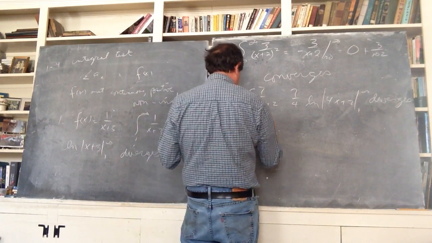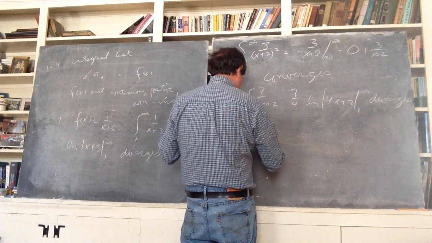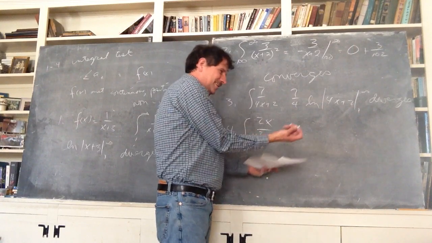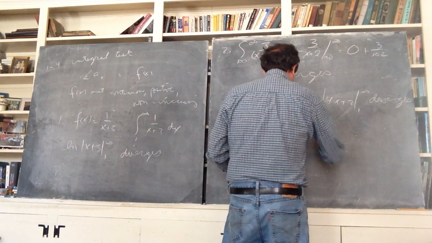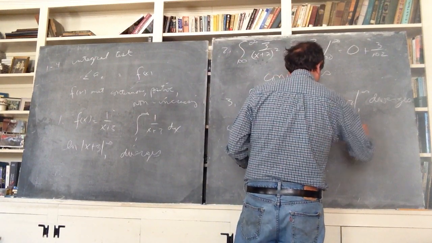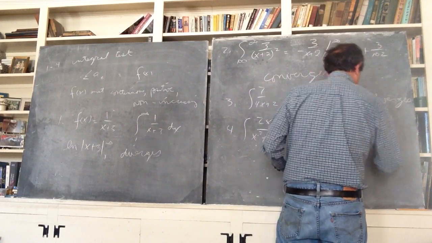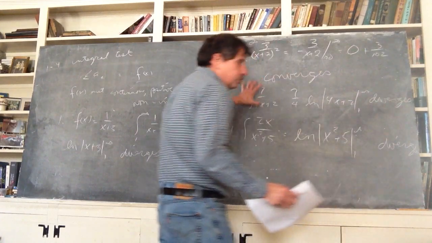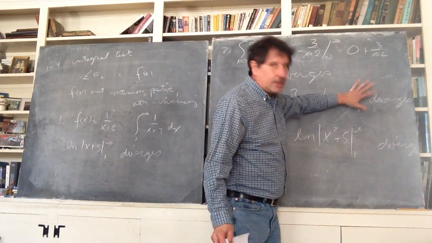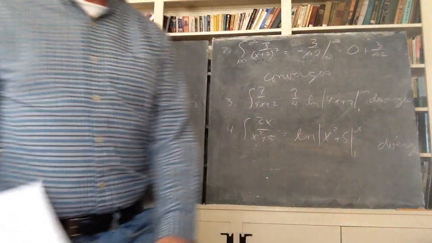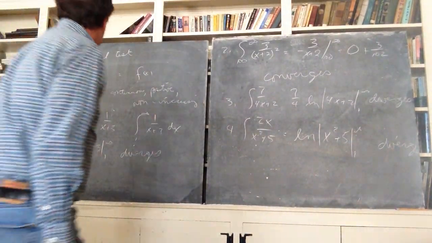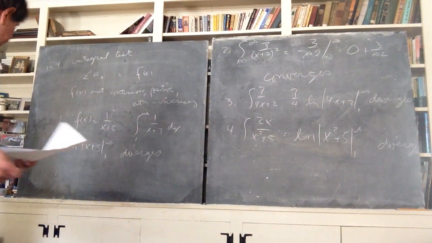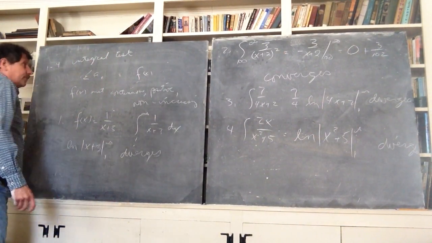Integrate 2x over x squared plus 5. You use a u substitution. Anytime you use a u substitution and you're going to get a logarithm, it diverges. When I say diverges, I mean the series that we're using to represent this. This limit goes off to infinity, so therefore the series diverges. That's number 1 through 4. That's the integral test, the first of our tests of divergence.